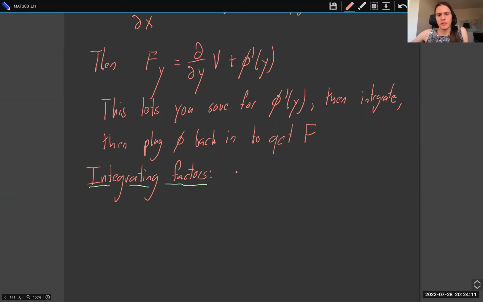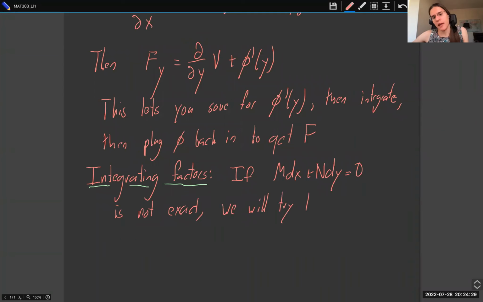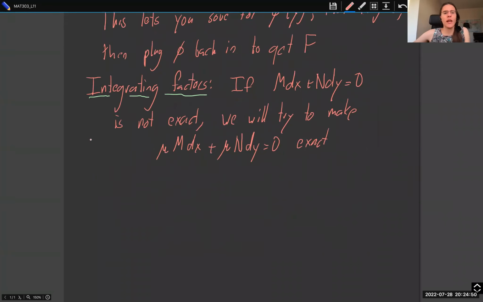So if M dx plus N dy equals 0 is not exact, we will try to make M dx plus mu N dy equals 0 exact, where mu is an integrating factor. And so then there was a general process for finding these. Then we had cases.